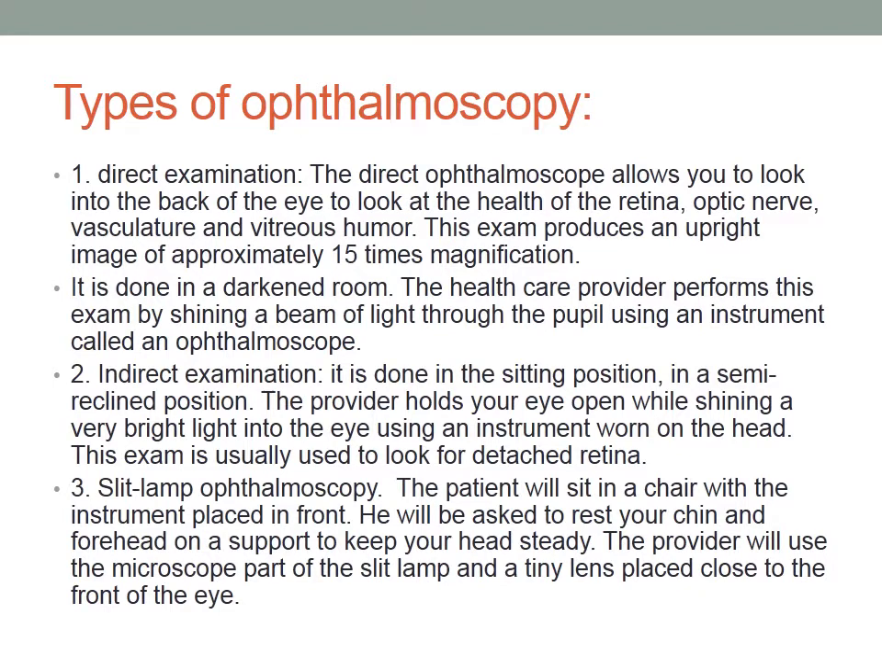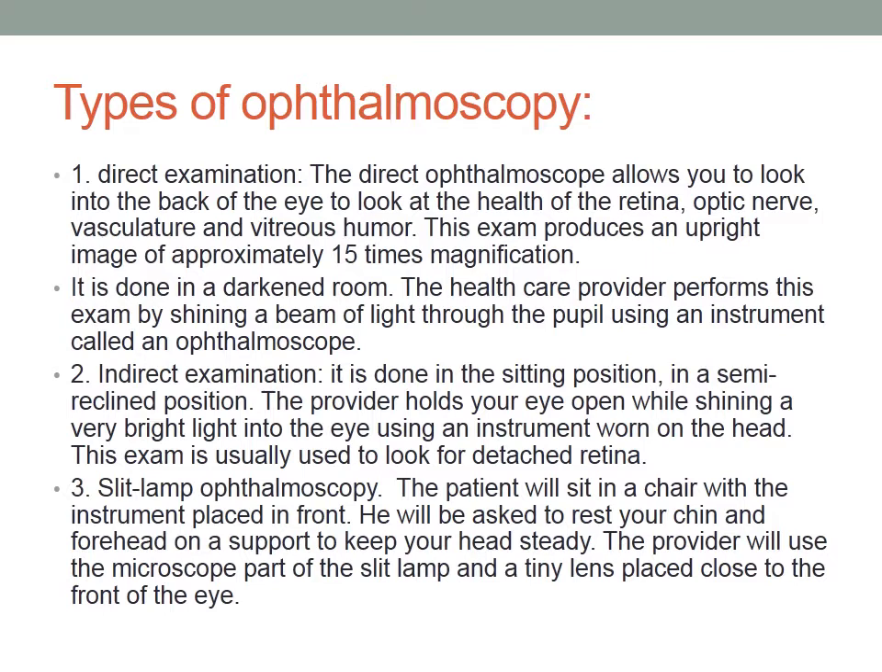So, types of ophthalmoscopic examinations. There are three types: direct examination, indirect examination, and slit lamp ophthalmoscopy. First, in direct examination, the ophthalmoscope allows you to look into the back of the eyes to look at the health of the retina, optic nerve, vasculature, and vitreous humor. This exam produces an upright image of approximately 15 times magnification. It is done in a dark room.